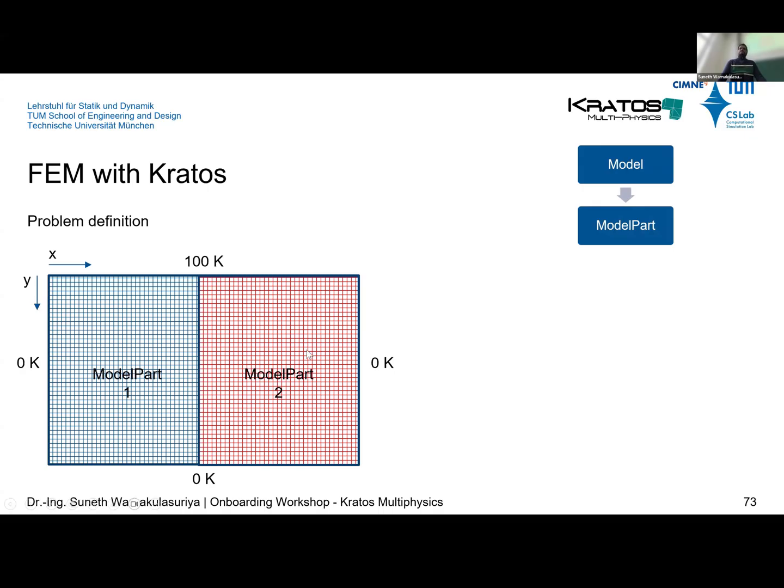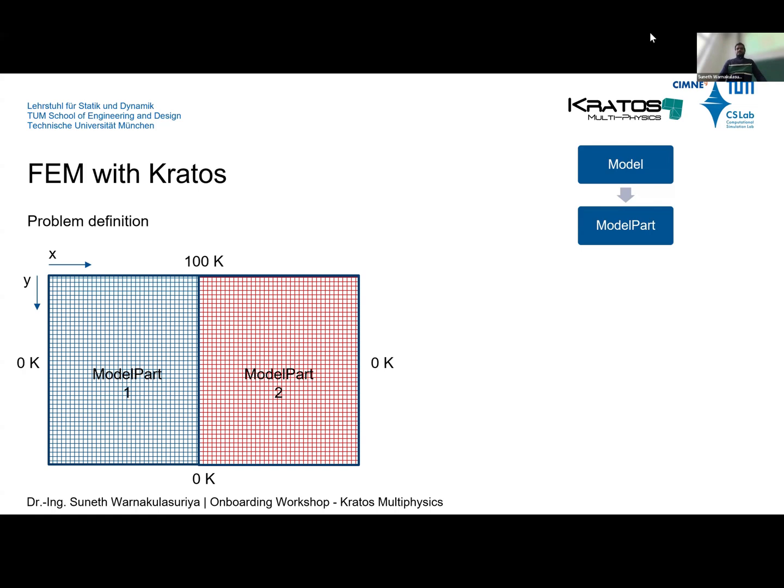The model parts can be volume domains or line or surface domains or edge domains or point domains. It doesn't matter. It's just separate domains. That's what matters. So you have here model part 1 and 2.